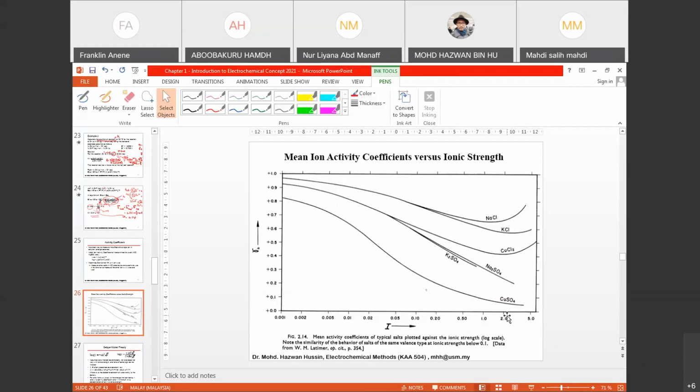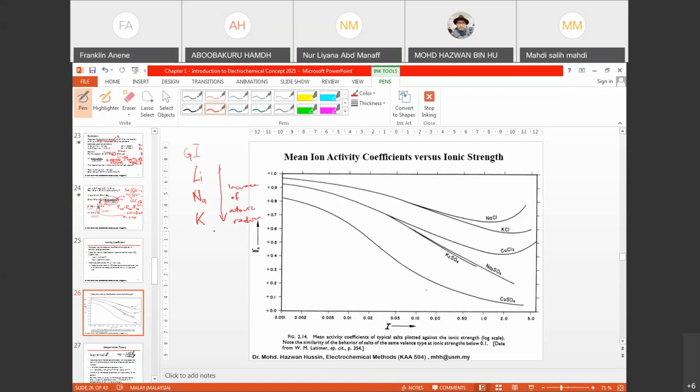If you notice, group 1: lithium, sodium, potassium. As you go down group 1, the atomic radius will increase. Increase of atomic radius.